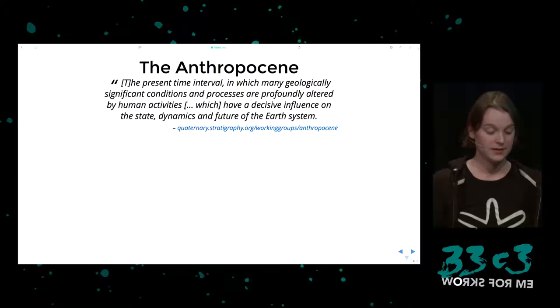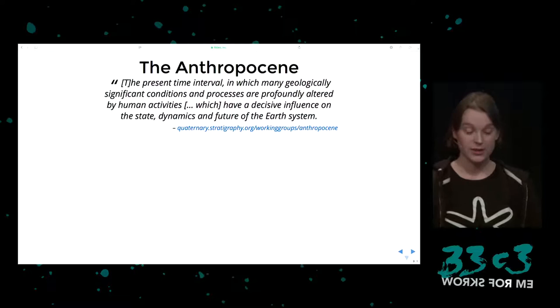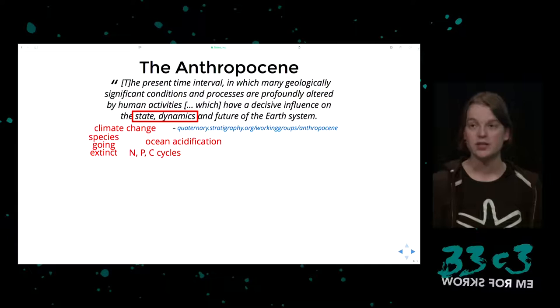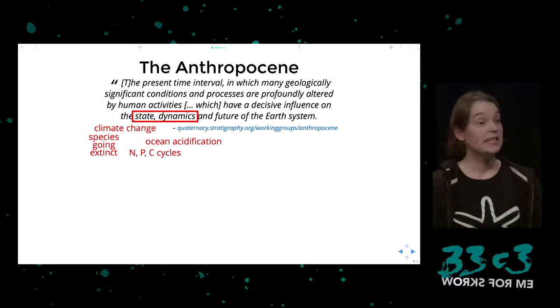Conditions and processes we just covered a little bit. The human activities, well, you can guess what they are, and I'm going to talk about them a bit more. And the state of and dynamics, that is the stuff you hear about in the news. So climate change, the ice caps are melting, the oceans are acidifying, species going extinct, and quite importantly, there are changes in the global cycling of nutrients for our plants, such as phosphorus, nitrogen, and obviously carbon in the form of carbon dioxide.